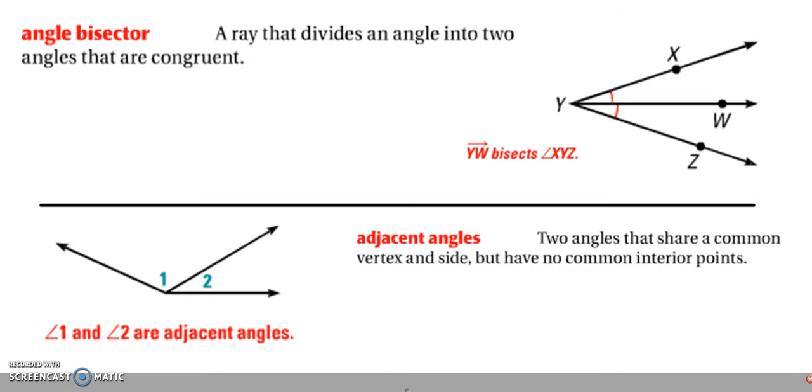Next, we're going to talk about adjacent angles. So adjacent angles are two angles that share a common vertex and side. So your vertex being down here and sharing this common side, that common ray, but they don't have any interior points that are the same. So angle 1 and angle 2 are adjacent angles.